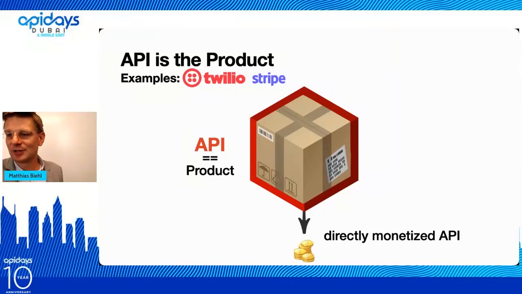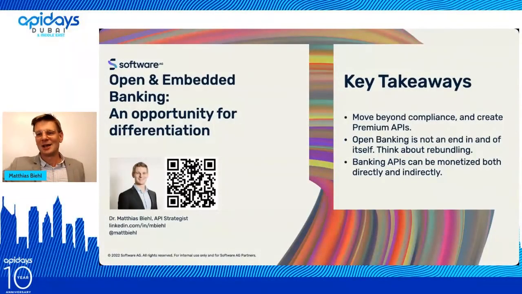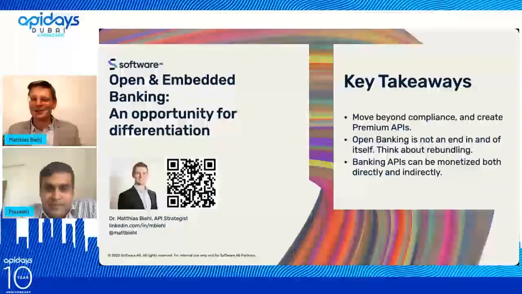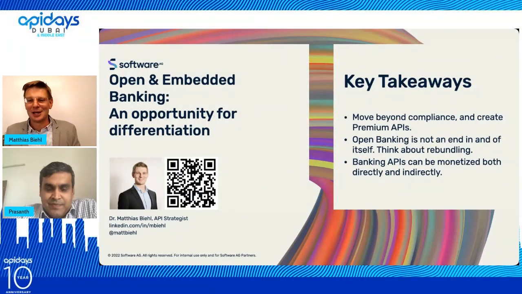So we have seen now several options for monetization, and this is very important for creating premium APIs. What I want to give you as key takeaways is that you need to move beyond compliance. Even though compliance is currently being built up in many countries in the Middle East, it's very important to already start thinking about moving beyond compliance and focus on premium APIs, because here you have the possibility to monetize. Open banking is not an end in and of itself. You need to think about those rebundling opportunities and how you can leverage them for your bank. And then you can already think about directly and indirectly monetized APIs and start brainstorming for your premium APIs.